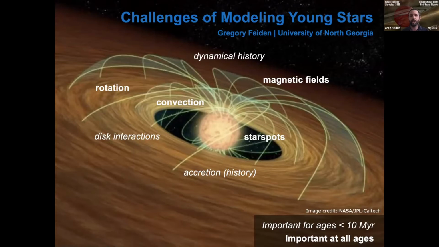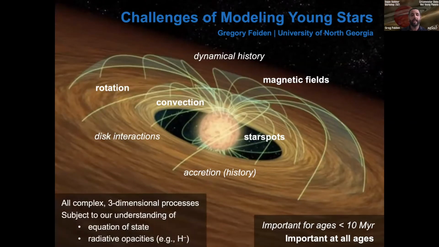So disk interactions, accretion history, and dynamical history all matter in the planet formation era, potentially, for the properties of your star. But the magnetic fields, convection, rotation, and star spots matter always, no matter what age you're looking at. They can potentially play an important role. And the difficult thing is that these are all complex three-dimensional processes that we as modelers are trying to pare down to one-dimensional prescriptions, as Isabelle mentioned a couple of times. That's just a difficult task, and knowing whether or not we're doing that right is extremely challenging.